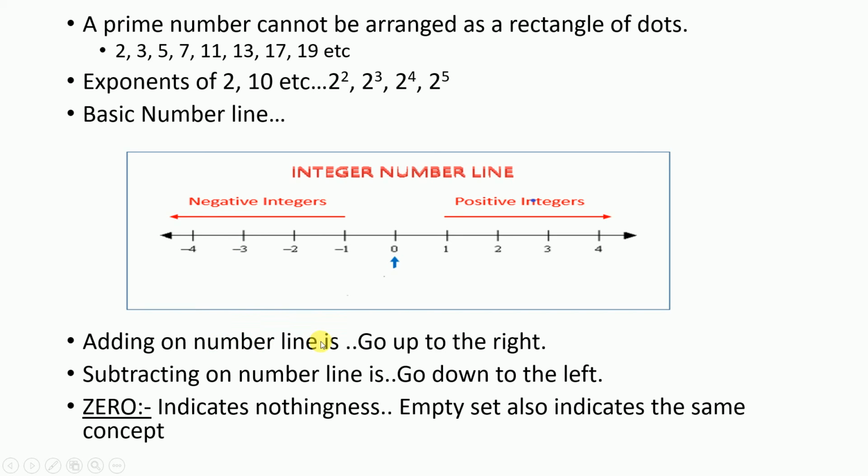So how do we perform addition? You take for example 1 plus 3. 1 plus 3 equals 4. In the number line, you start with 1, then you go to the right 3 spaces. So 1 plus 3 is 4. And what is subtraction? Here you go to the left, for example 3 minus 1. You start with 3, you go 1 space to the left, so 3 minus 1 equals 2.